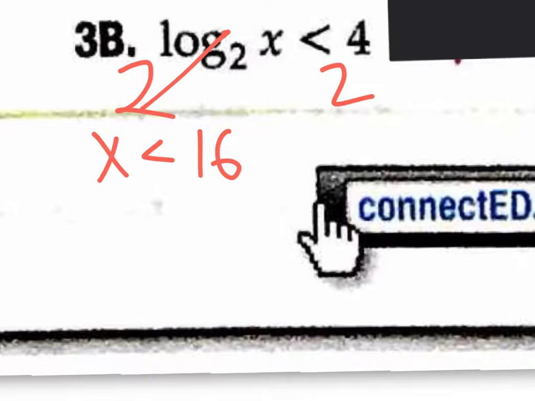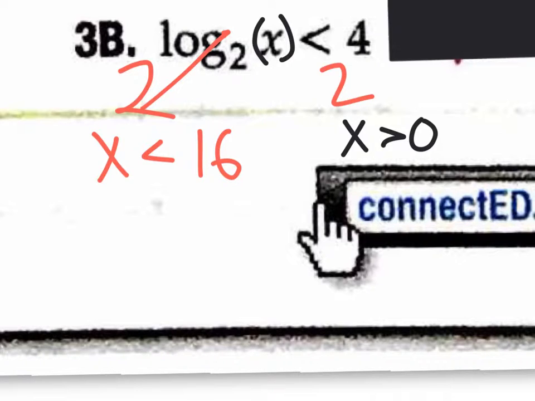Now, let's also go back, and this second part is essential. We've solved it, we got an answer, but you need to go back and look at the inside of your log base 2. It's of x. This x has to be greater than 0. So I need to write that. My x value, the inside of the logarithm, has to be greater than 0.